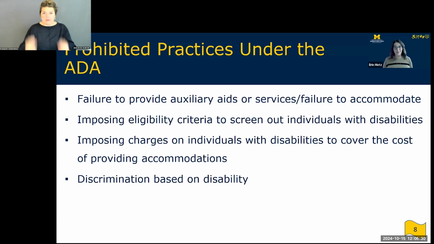Ignorance or indifference to the law is not an excuse to not provide an accommodation or to engage in any of these prohibited practices under the ADA, which are failure to provide auxiliary aids or services, which is a failure to accommodate. Also imposing eligibility criteria that screens out individuals with disabilities. This could be whether through the employment process or whether we're providing services or other benefits or programs. We also cannot impose the charge on the individual with disability to cover the cost of providing the accommodation. And of course, we can't discriminate based on disability.